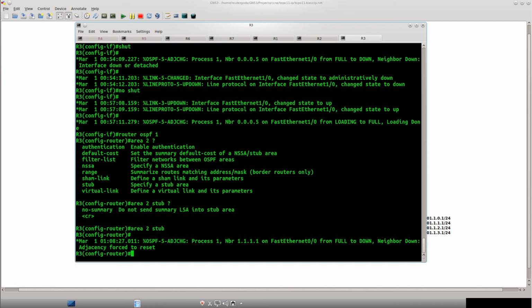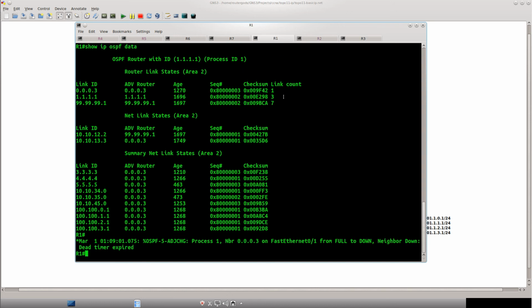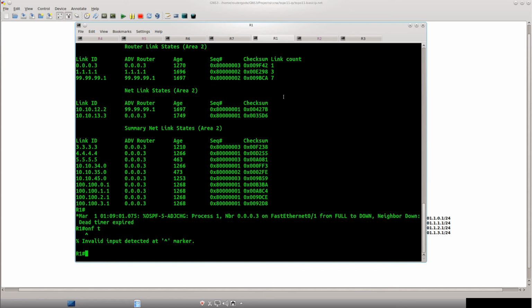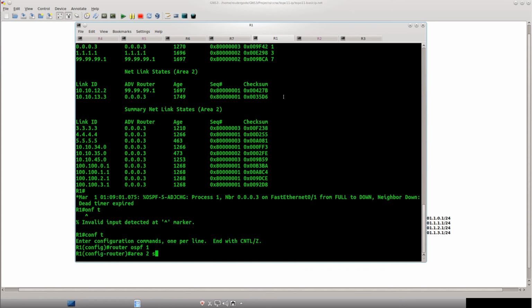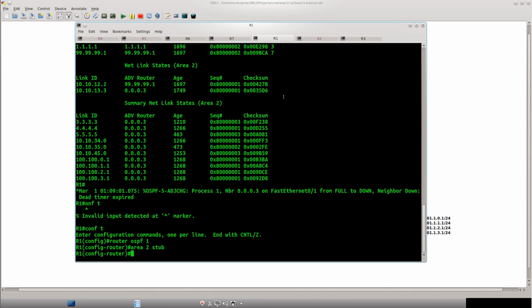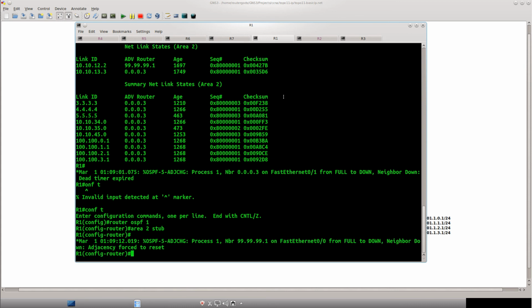The reason for this is all the routers in the same area must have the same stub setting. So you set one side to stub, the other side has got to be set to stub as well. You see neighbor is down, neighbor is down. So let's go to R1, configure terminal, router OSPF 1, area 2 stub. Wait a couple seconds.